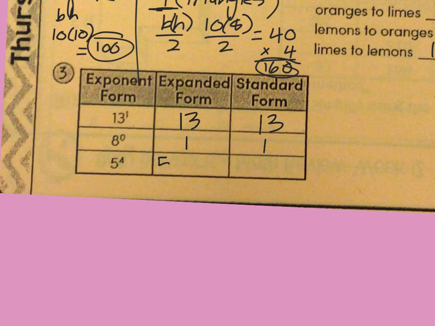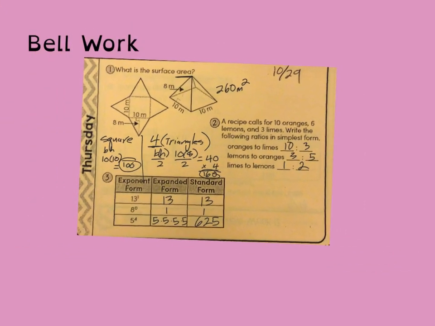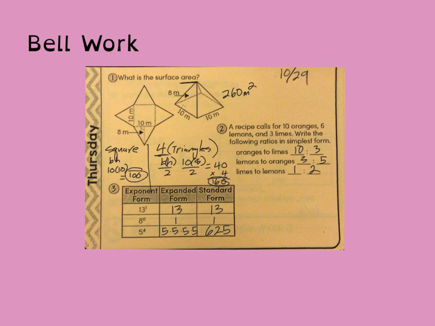5 to the 4th power, 5 times 5 times 5 times 5. Well, 5 times 5 is 25. And we have 5 times 5 again, so that's 25 times 25, and we get 625. All right, good warm-up. Our bell work is now done, and we are going to move on.